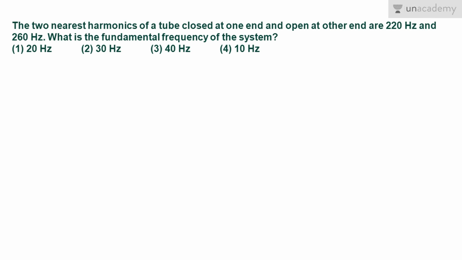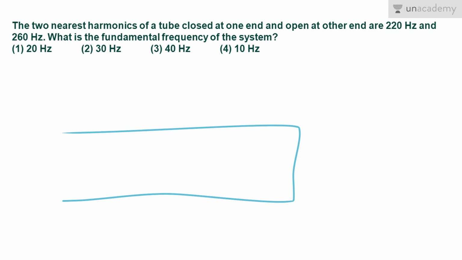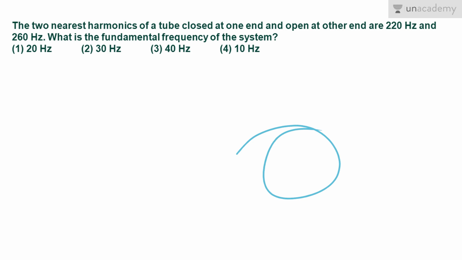Okay, now the next question is from the sound and wave chapter. Two nearest harmonics of a tube closed at one end and open at the other end are 220 hertz and 260 hertz. What is the fundamental frequency of the system? So it is talking about a closed organ pipe, which is closed at one end. So it is asking for the fundamental frequency.